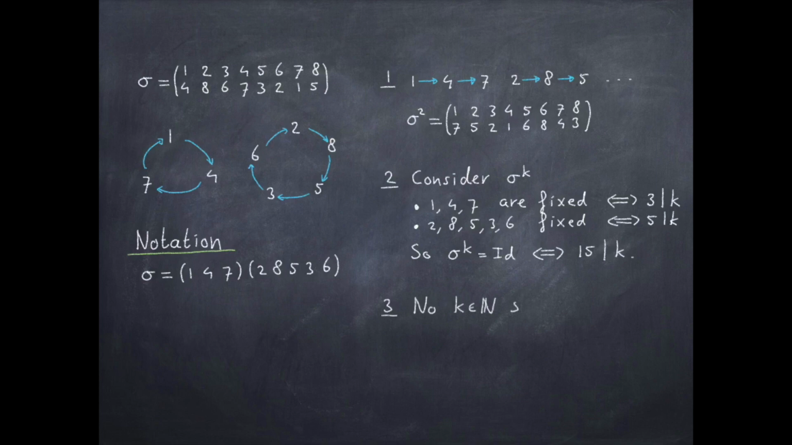From the diagram, it is now also completely clear that there's no power k of sigma for which sigma to the power k of 2 is equal to 7. That's because 2 and 7 are in two different cycles.